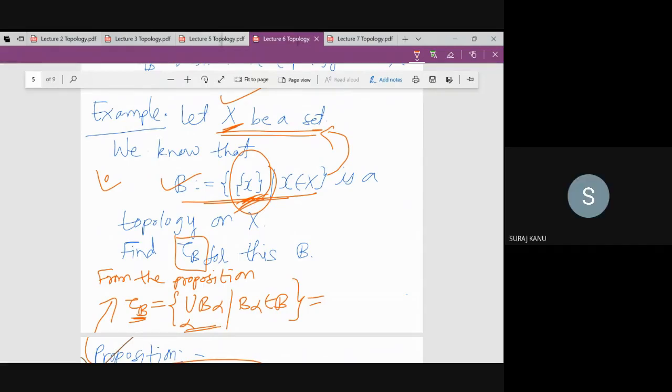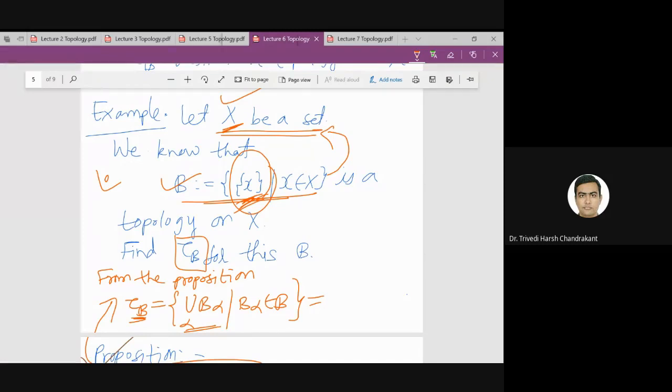X. So whether it will contain the set X. Tau B contains X. It is a topology, that we know, we have already proved. If I have a basis, then tau B is a topology. So that is a proposition we already proved. Now the question is, we want to find what the elements of tau B are explicitly. X is an element of tau B.